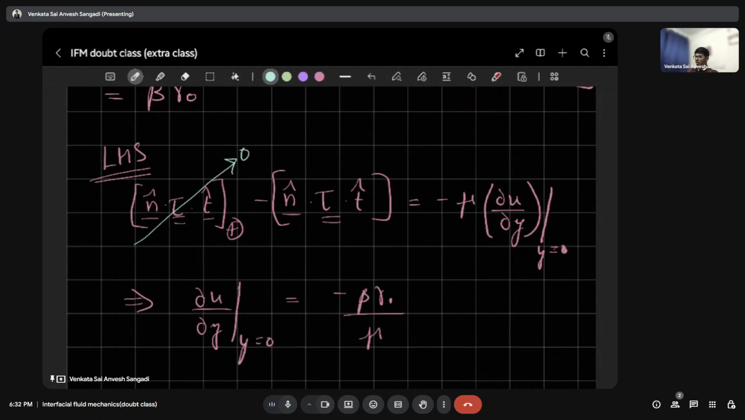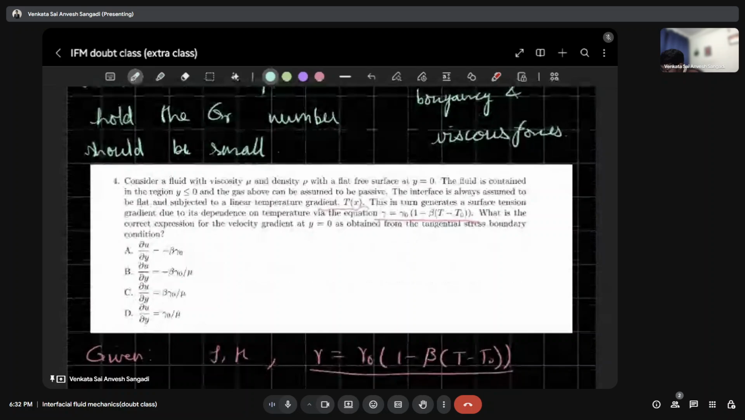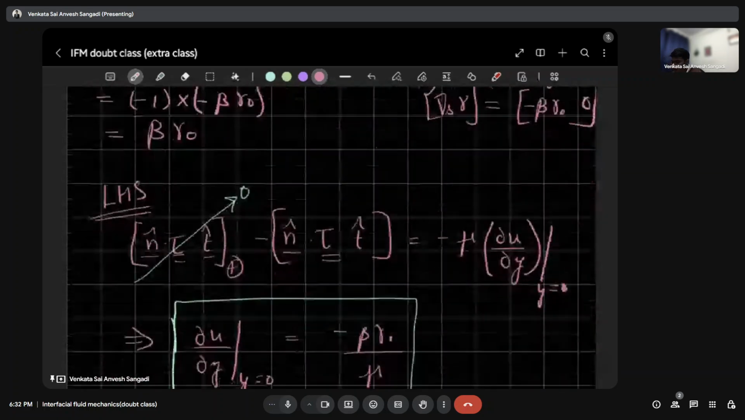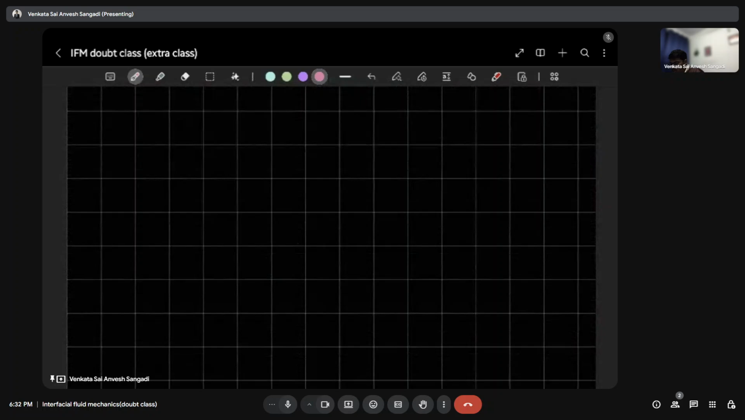So therefore, this is the correct answer. And this is option A. No, option B. Option B. So that is the answer. I think you understood. So I'll be skipping the fifth question. I'll take this up in the next class. So we'll move to the sixth question, skipping the fifth question.